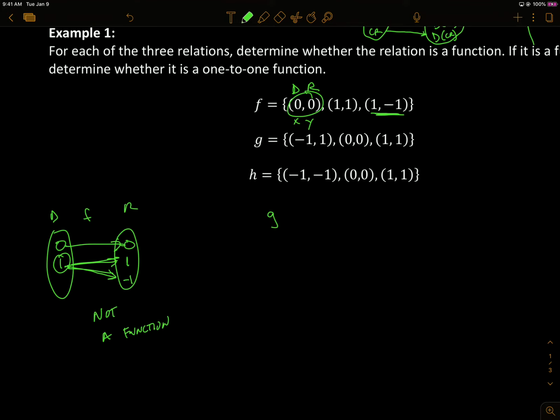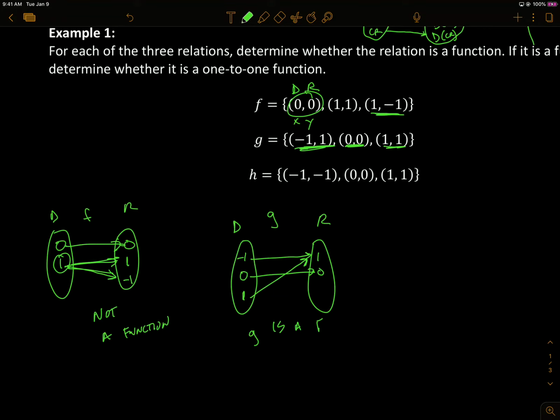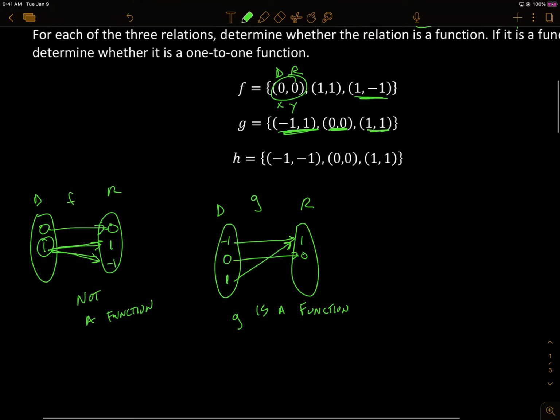Let's do our mapping diagram for G. G, if I look here, this says that -1 is a domain member that maps to the range member 1. Now I look at 0, 0. That means 0 maps to 0, and then I look at 1, 1. 1 maps also to 1. So that is a function. G is a function. So now if it is a function, we have to check if it's a one-to-one function.